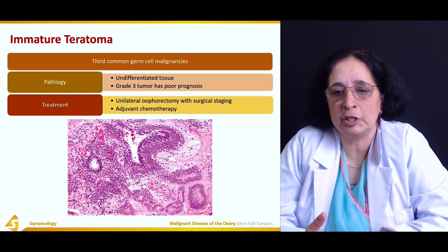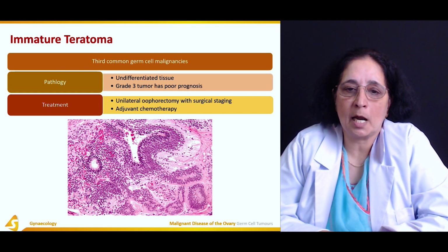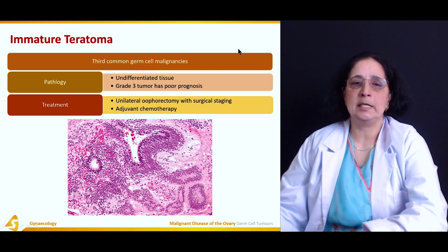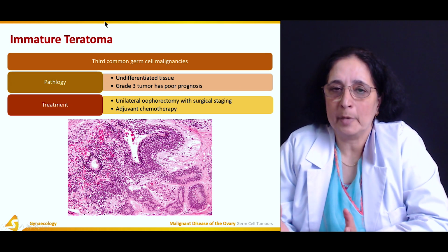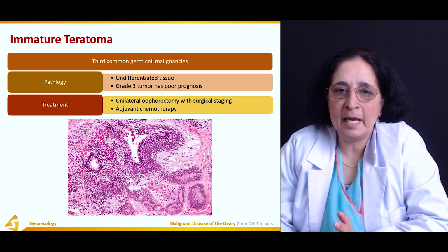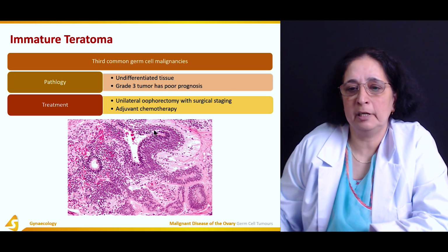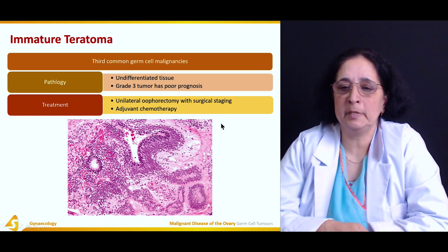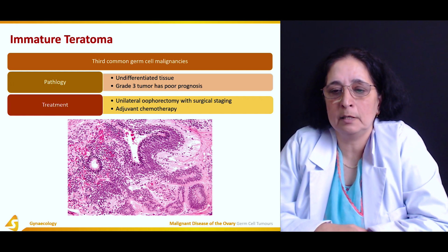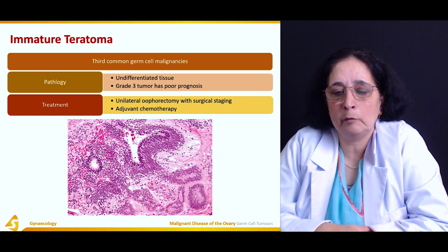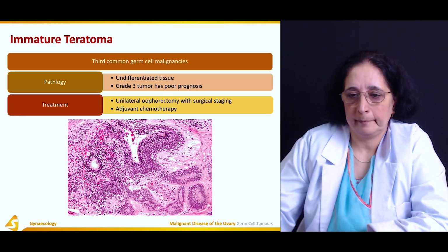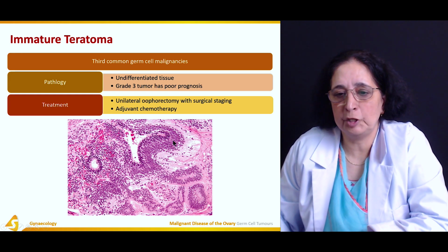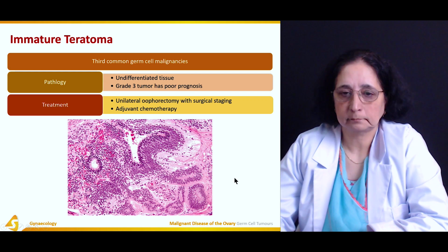So it's undifferentiated. Grade 3 tumor has poor prognosis, and teratomas usually contain different tissues. They have muscle, hair, some nail tissues. Different tissues are present. Treatment is unilateral oophorectomy, removal of the ovaries with staging, and then chemotherapy is done. This is the microscopic picture of the immature teratoma.